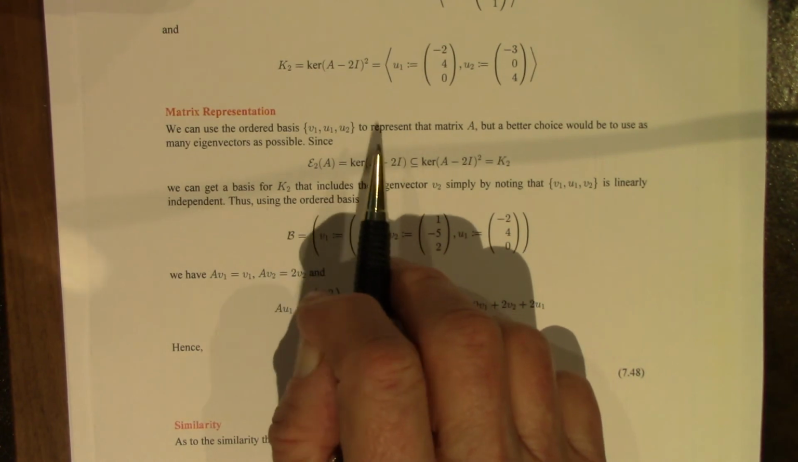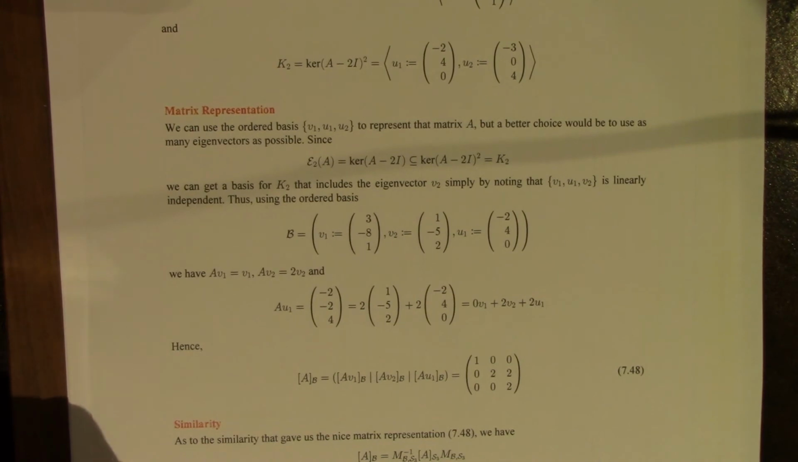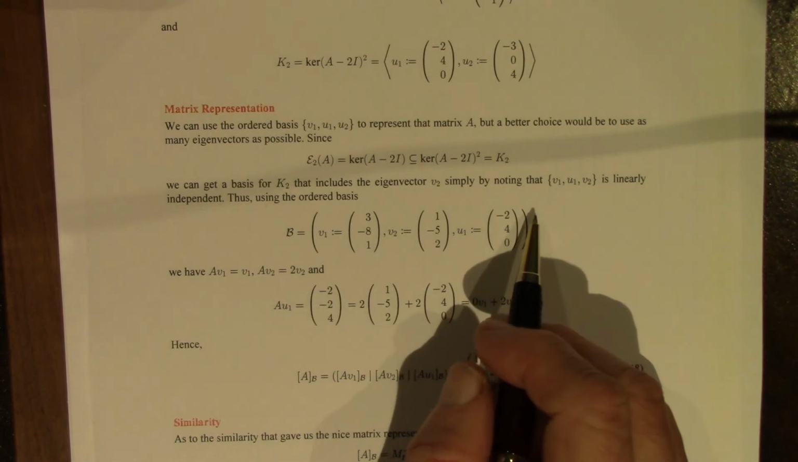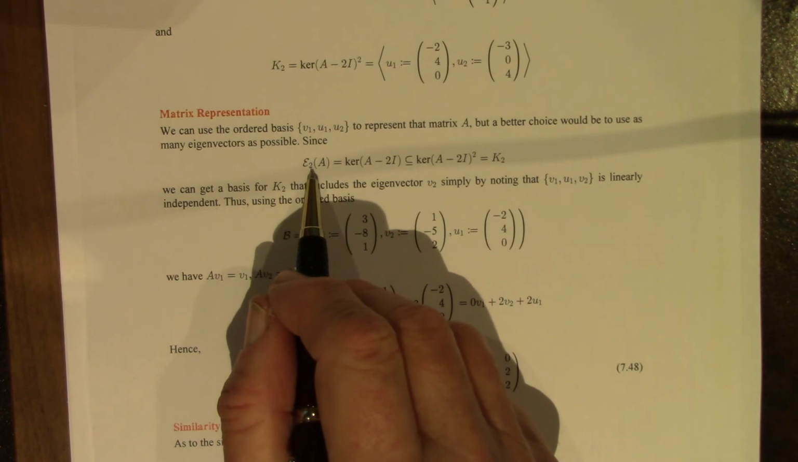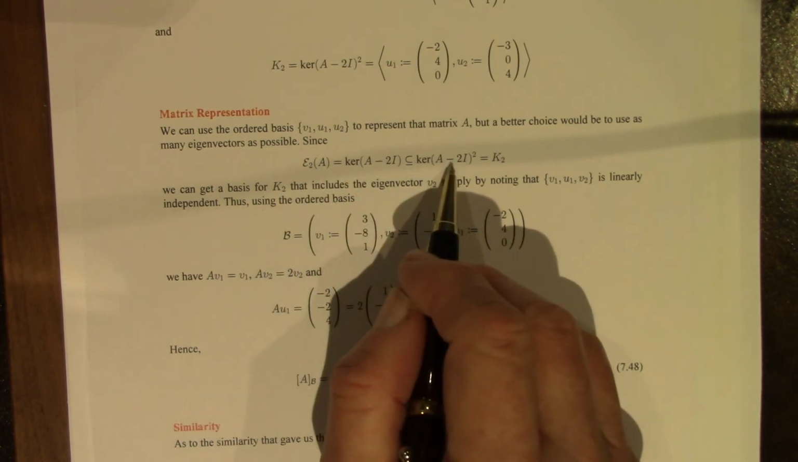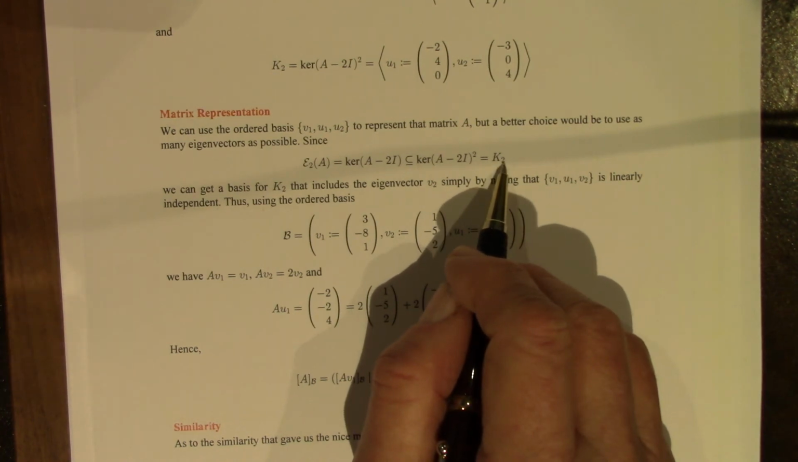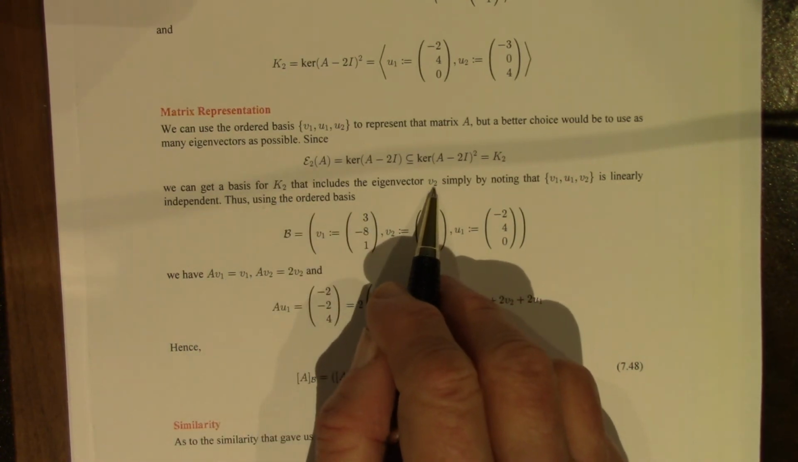But a better choice, in terms of getting the simplest possible matrix representation, would be to use as many eigenvectors as possible. The eigenspace corresponding to lambda equals 2 is this kernel, which is contained in this kernel, which is the second primary summand. So we can get a different basis for K2 that includes the eigenvector that we computed a minute ago, V2.